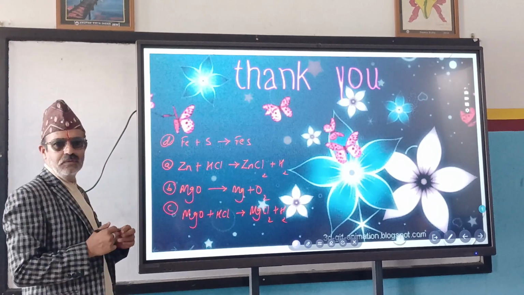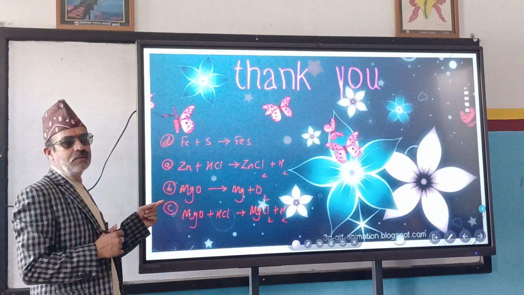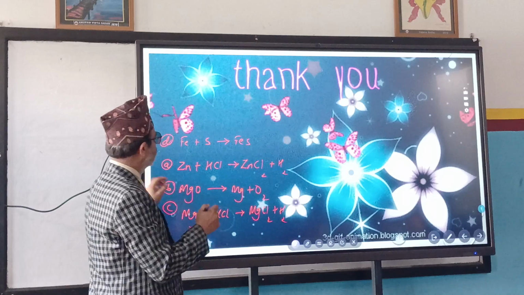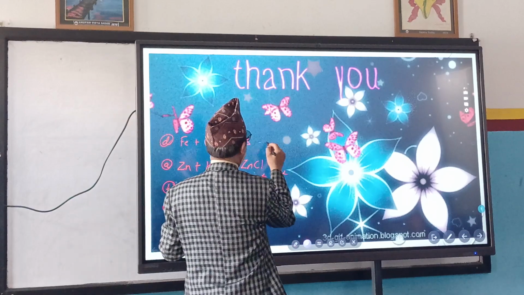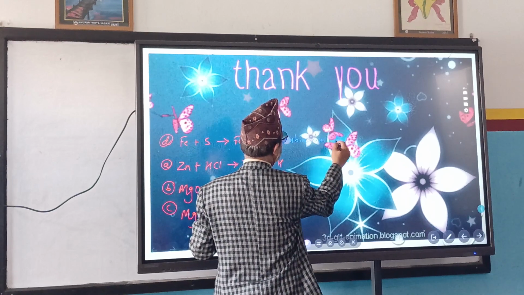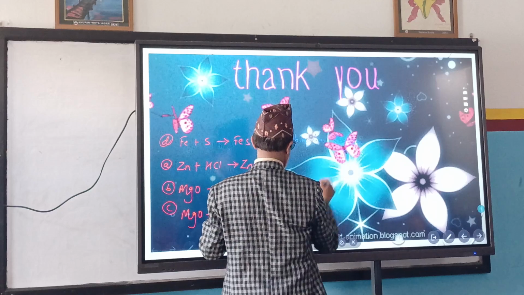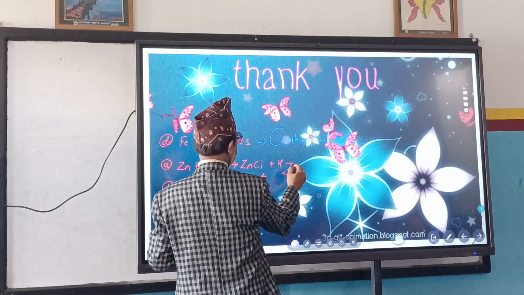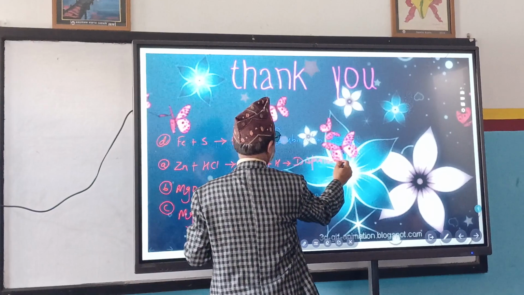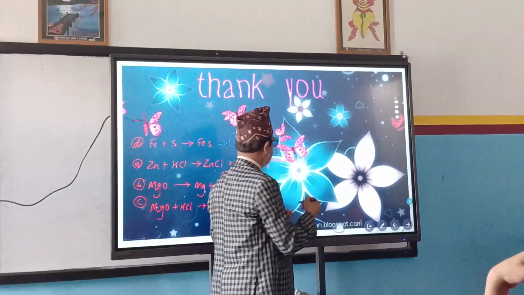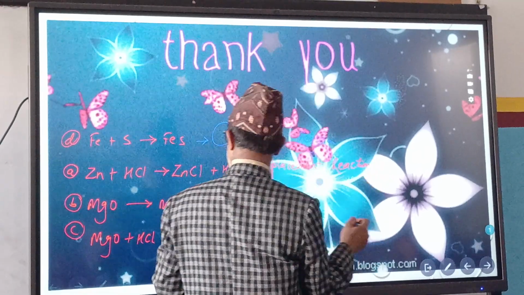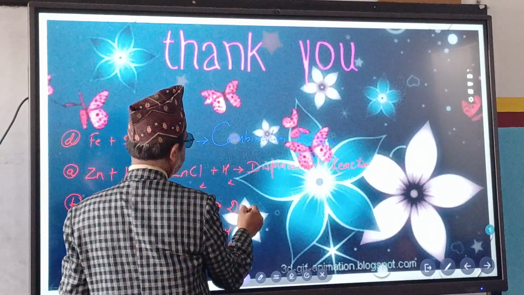Is it combination? Why? If product is one, very easy, that is combination. This is combination reaction. And next one? This is displacement reaction. Actually, there are two types of displacement reaction: single displacement reaction and double displacement reaction. Next one? Decomposition.